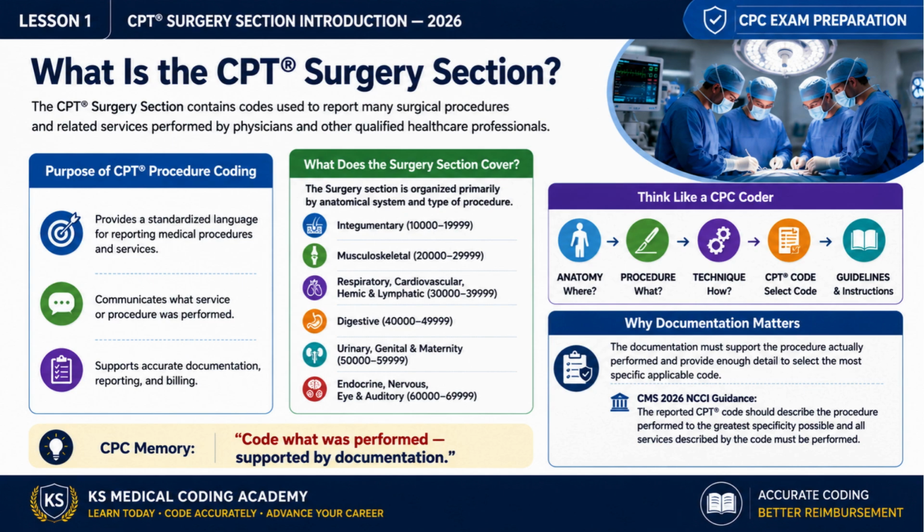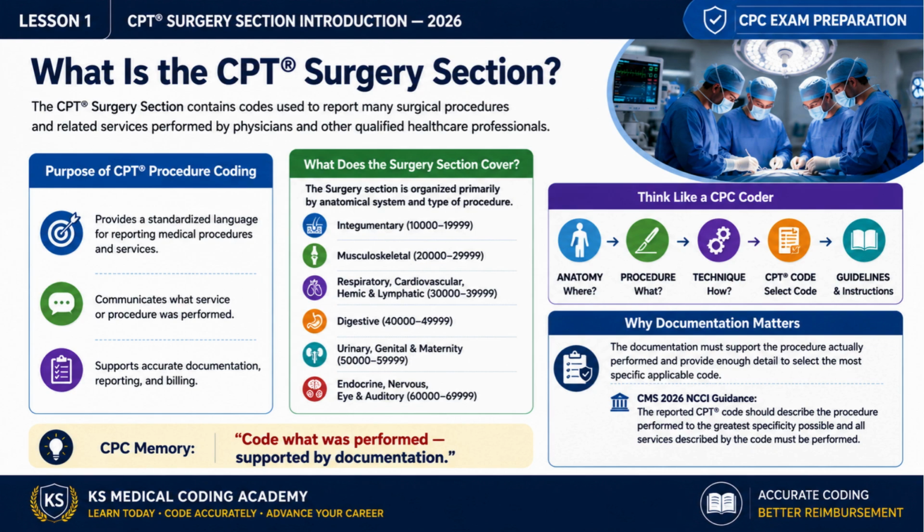Now let's understand what the CPT surgery section is. The surgery section contains CPT codes used to report many surgical procedures and related services performed by physicians and other qualified healthcare professionals. CPT provides a standardized language for describing and reporting medical procedures. The surgery section is organized primarily by anatomical system and type of procedure, covering areas such as the integumentary, musculoskeletal, cardiovascular, digestive, genitourinary, nervous, eye, and auditory systems.